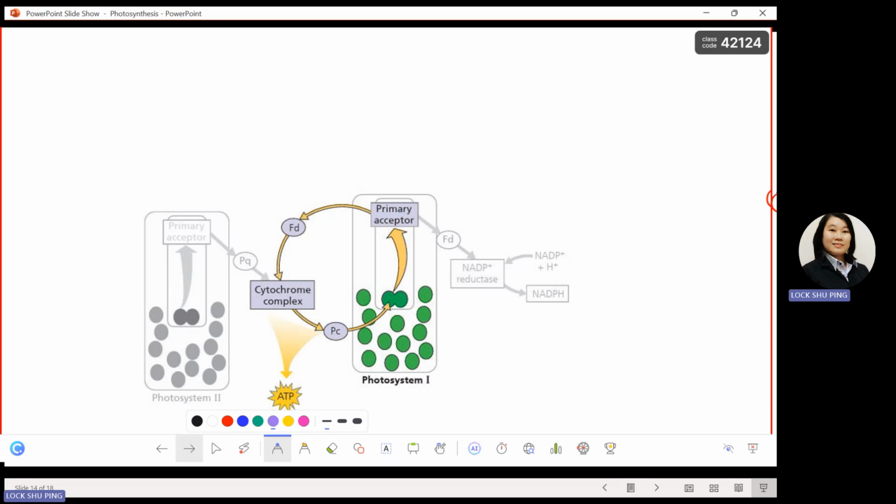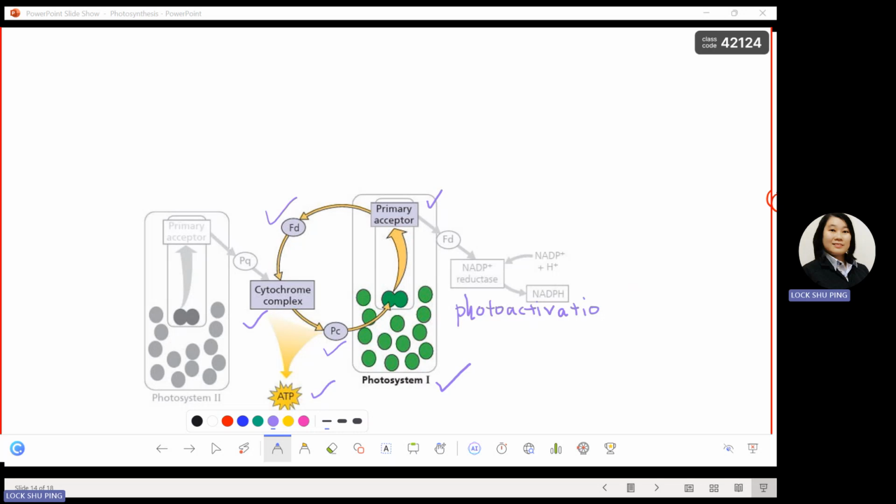So we have the involvement of photosystem 1, the involvement of the primary acceptor. Okay, so the primary acceptor, then the ferredoxin here, and then we have the cytochrome complex, the plastocyanin, and then we have the ATP production by chemiosmosis. Okay, so at the photosystem here, the process involved is photoactivation. So by referring to all the information here, how to plan our answers?